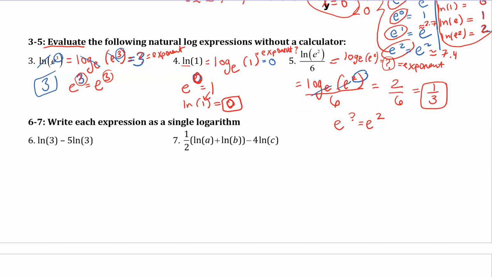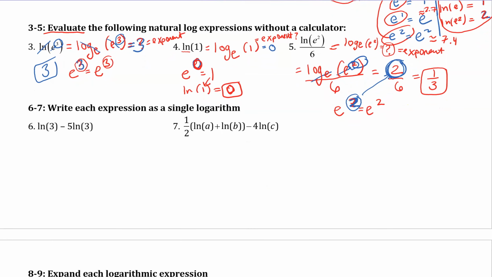And hopefully right away it would be super obvious. Oh, I'd have to square e. I'd have to raise it to the second power to get a result of e to the second power. And then you would arrive at that answer of 2, right? Because the log is the exponent. And since e had to be raised to the second power to get e raised to the second power, the exponent that I raised e to must have been 2. And then I divide by 6 and get 1/3.